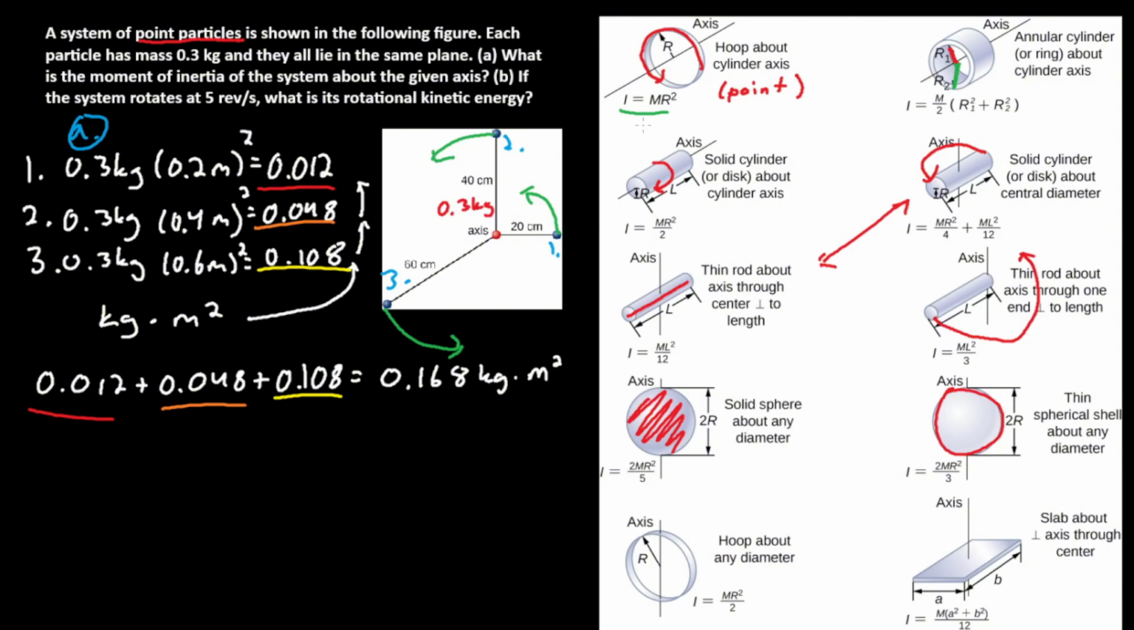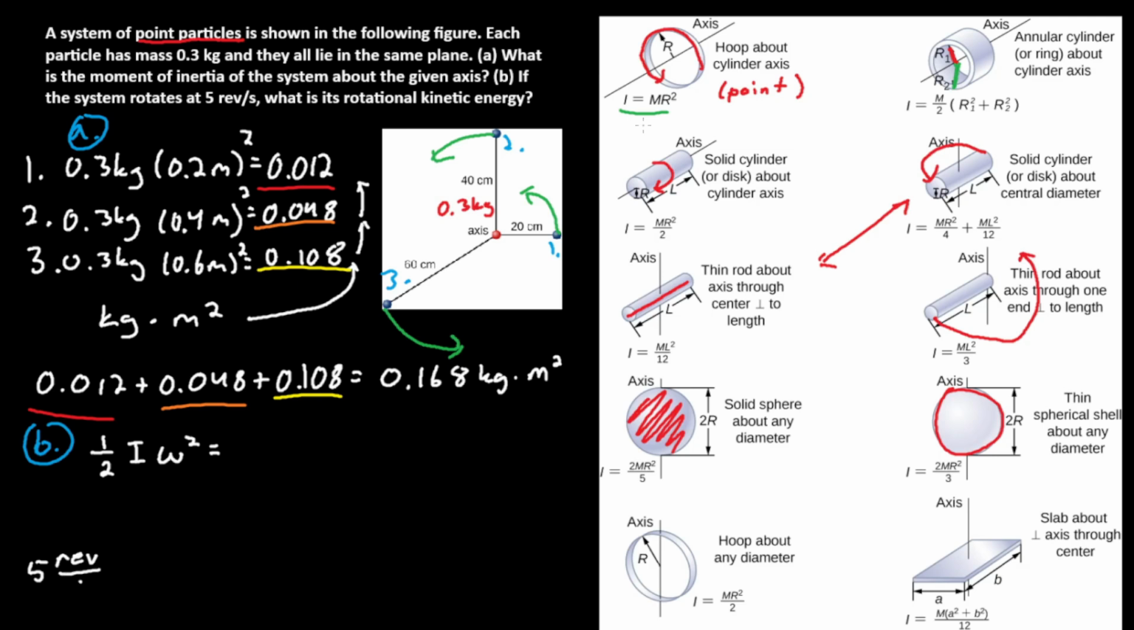So now that we have the total moment of inertia, let's solve for part B. For part B, you need to find the rotational kinetic energy. So how do you solve for the rotational kinetic energy? Well, rotational kinetic energy is 1/2 times the moment of inertia times angular velocity squared. So we have our total moment of inertia given by 0.168, but we don't have the angular velocity in the right units. We have it in revolutions per second, so we need to do some unit conversion.